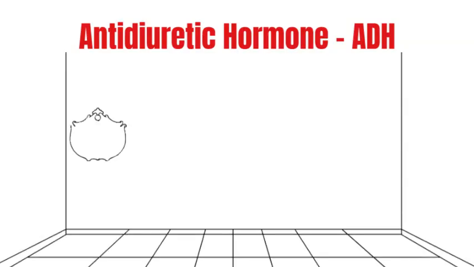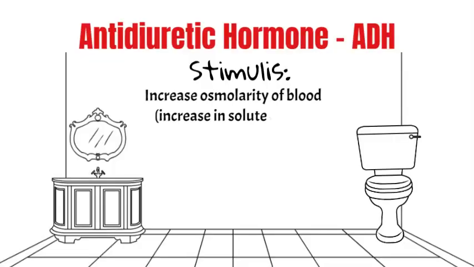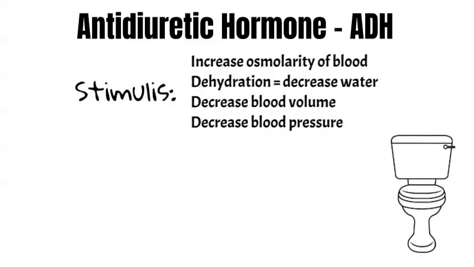The next hormone we're going to address is antidiuretic hormone, or ADH. This is involved in urine production. So, for example, we have our stimulus. This can either be an increase in osmolarity of the blood, which will cause an increase in the solutes like sugars and salts, or it can be caused by dehydration. All of them are going to decrease the blood volume. So it's going to decrease the amount of water in the blood. This is going to decrease your blood pressure. This causes you to release antidiuretic hormone.